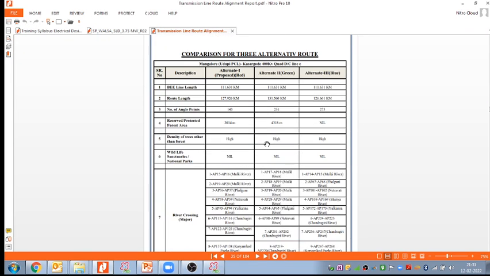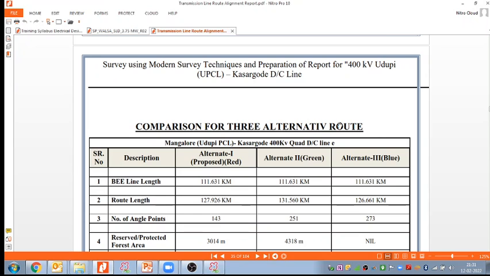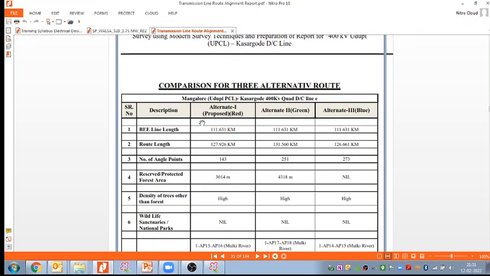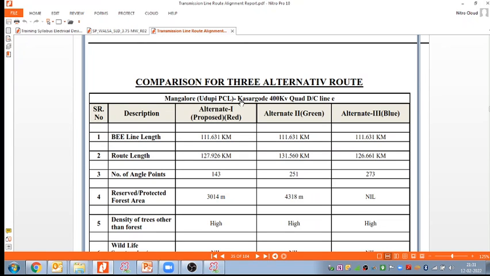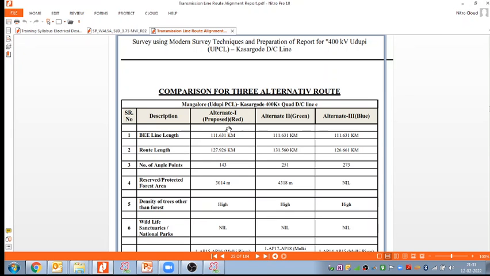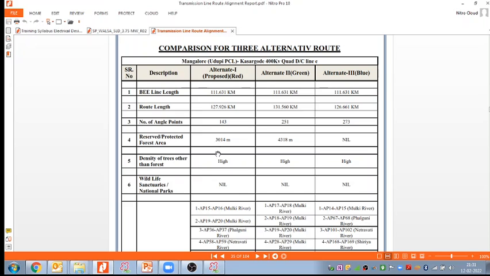route survey report, with a comparison of the three alternative routes. Here they have put the proposal for this Kasargode DC, meaning double circuit transmission line. They are connecting the transmission line between the Mangalore UDP PCL plant and the Kasargode 400 kilovolt quad DC substation. This is the generating plant, this is the substation. Now to put the transmission line here, we have the proposed routes: alternative 1 in red, alternative 2 in green, and alternative 3. So they are proposing three routes.